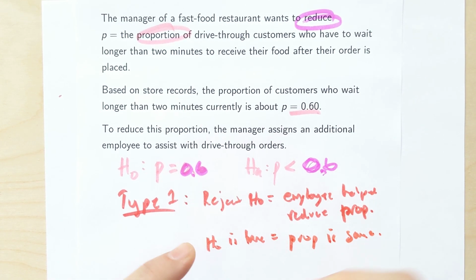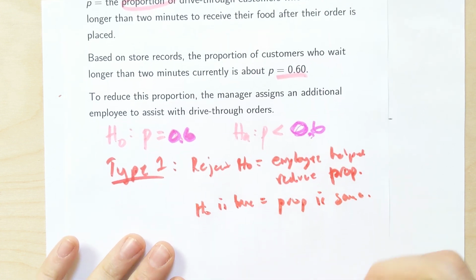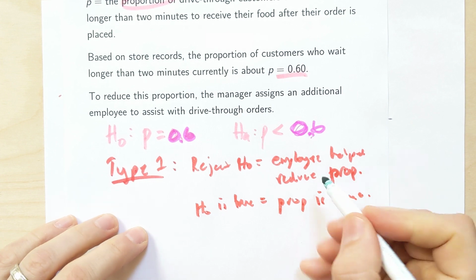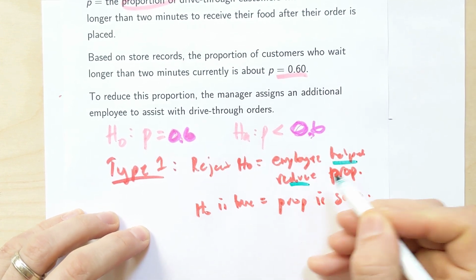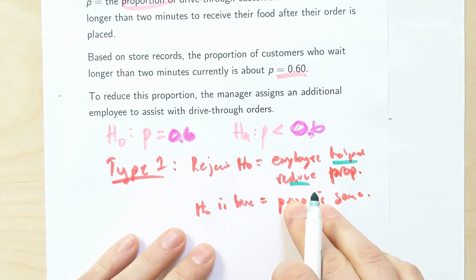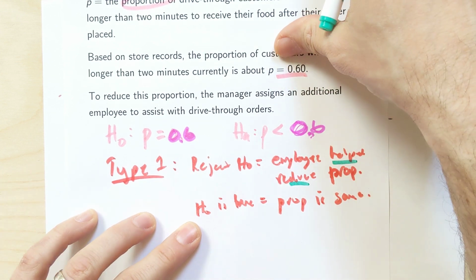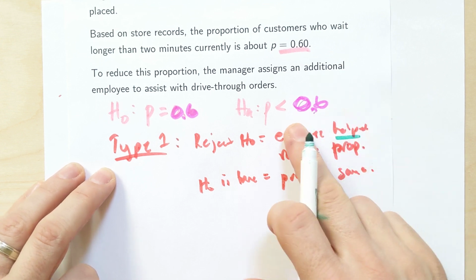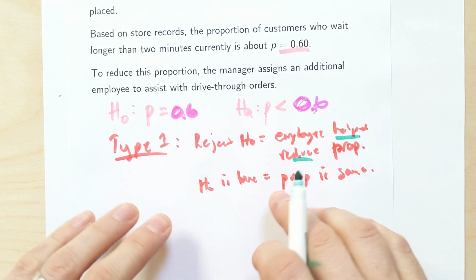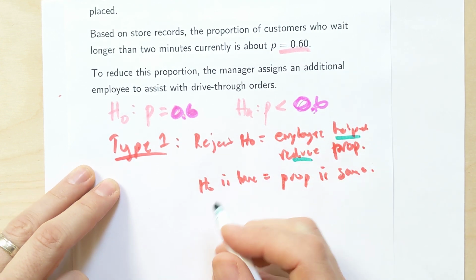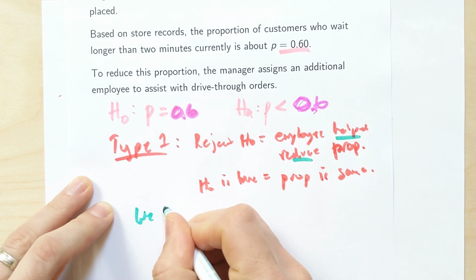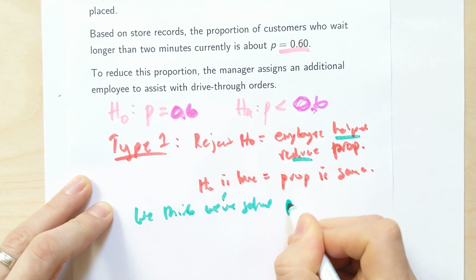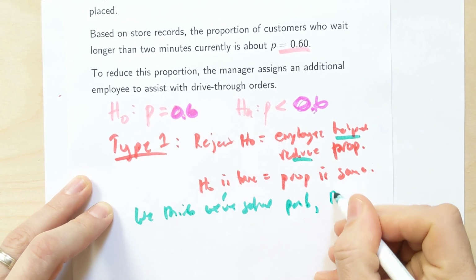And so if we think about this, what does this mean in a type 1 error here? Is this a terrible situation? So we think that the employee actually helped reduce the situation when they didn't. What's the consequence of that? Well, we think we've solved the problem by assigning this employee to this role, but we actually haven't solved the problem. So we think we've solved the problem, though we haven't.